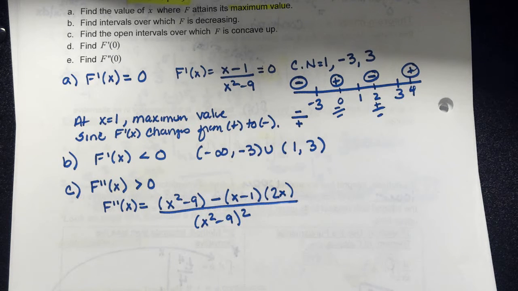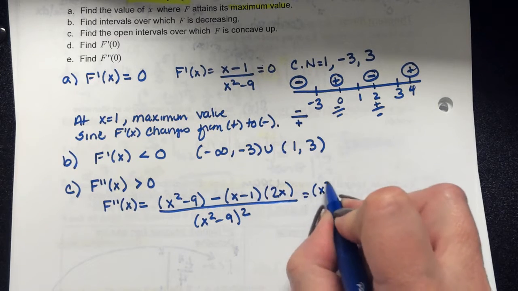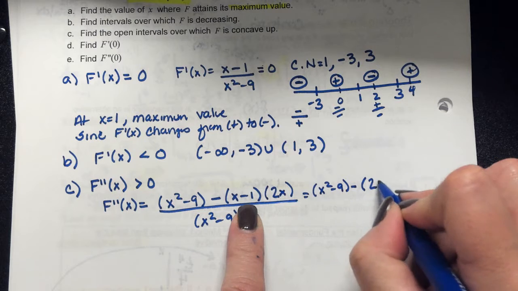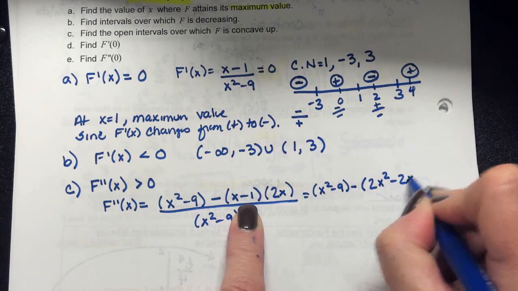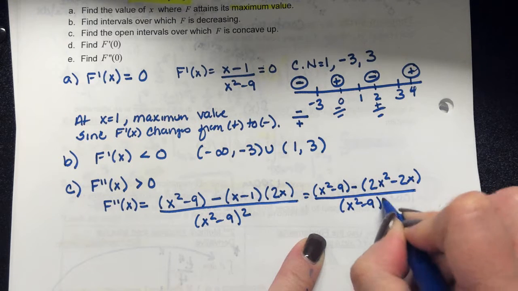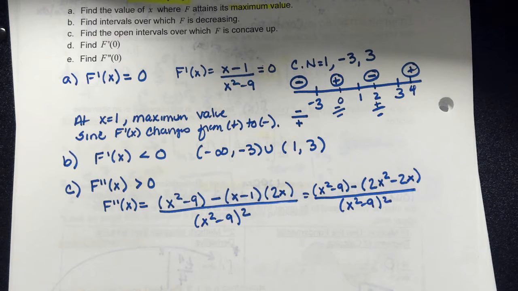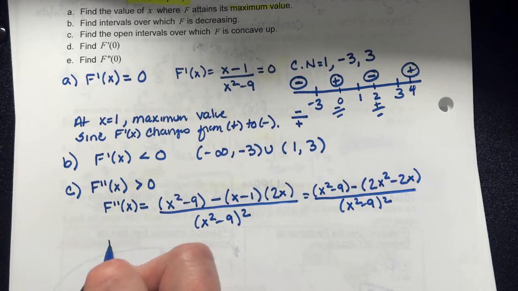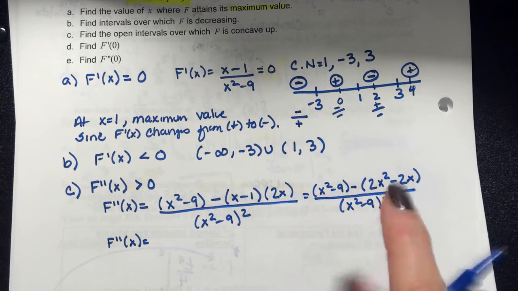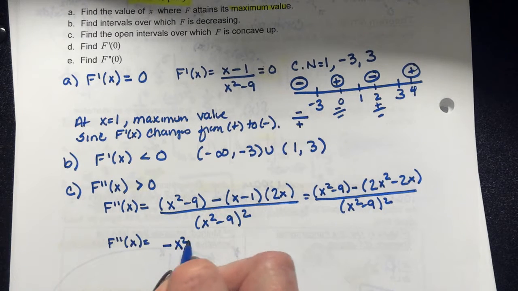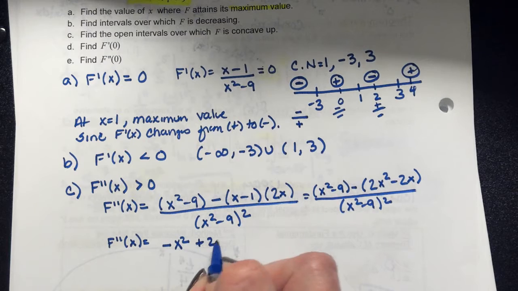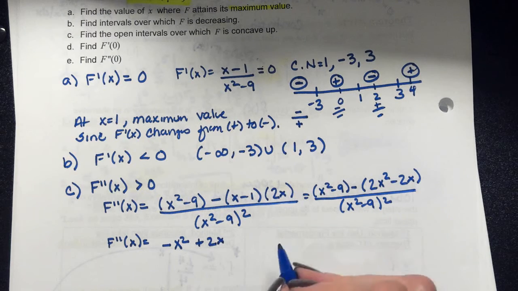Let's clean up this numerator. Remember, leave parentheses on here. Let me distribute that 2x. That's going to give me a 2x squared minus 2x. Distribute the negative sign and combine like terms. So x squared minus 2x squared is a negative x squared. I have minus a negative 2x, which is a plus 2x. And then I have a minus 9.